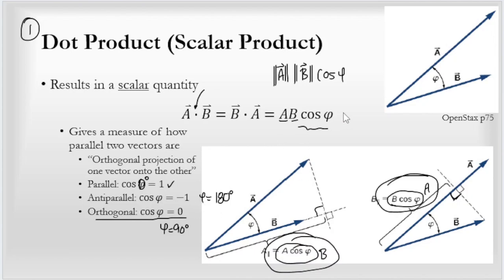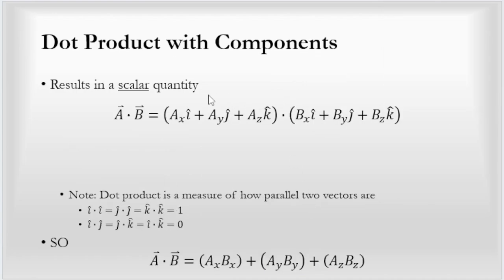So this is the general form if you know how long A is, how long B is, and the angle between them. We may be just working with components. So the dot product with components still results in a scalar quantity. And what we're going to do is dot these two vectors together.